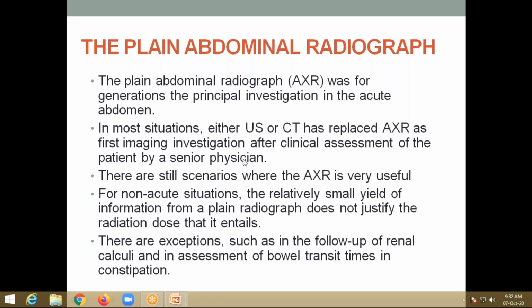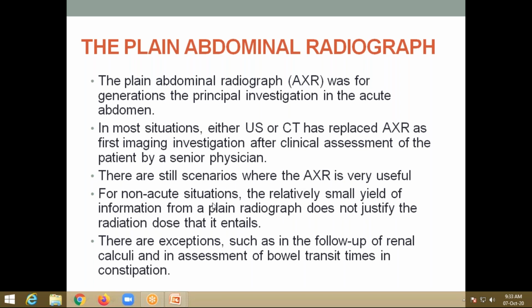Okay, there are still scenarios where the abdominal radiograph is very useful. This is the thing we have to know: in what conditions the abdominal radiograph is still very useful. For non-acute situations, there is a relatively small yield of information from the plain abdominal radiograph.